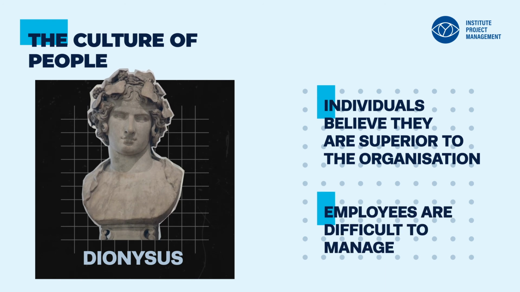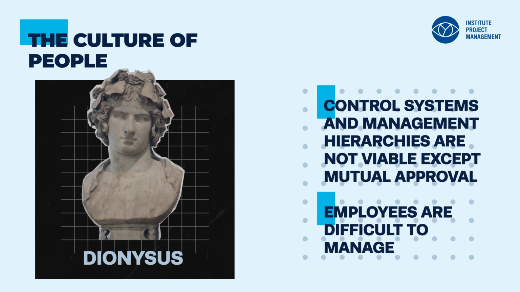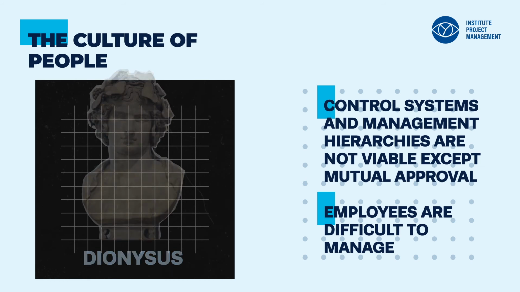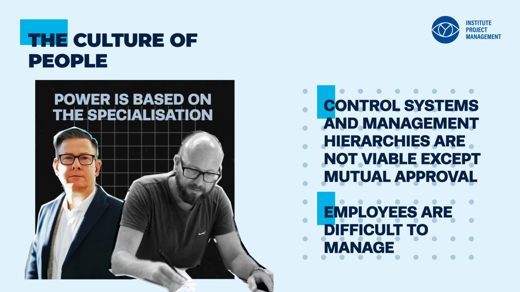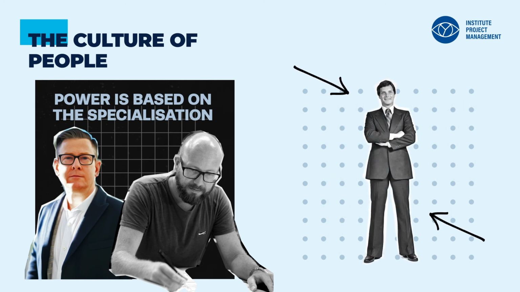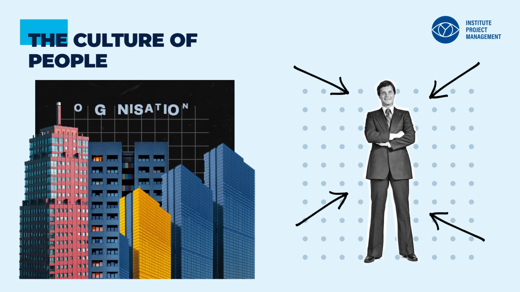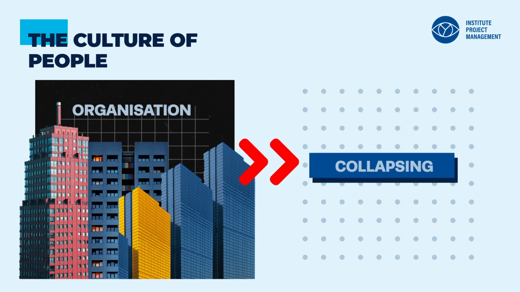Employees are difficult to manage, and control systems and management hierarchies are not viable except mutual approval. Influence is mutual, and the power is based on the specialization. They do follow goals and objectives, but they do what they are good at, because the focus is on the individual and their interests. The company's goals are usually disregarded, which is why this type of organization is always close to collapsing. This is the exact reason why there are almost none of the organizations that use this culture.